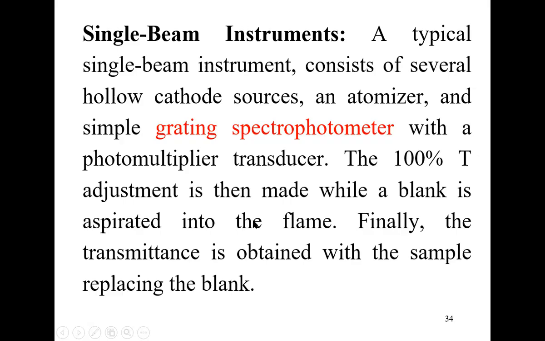So it's comparing the amount of light that is transmitted to how much has been absorbed. This is what this sentence is saying here: the 100% T adjustment is then made while a blank is aspirated into the flame. Finally, the transmittance is obtained with the sample replacing the blank. Does that make sense? So usually in the same spot.